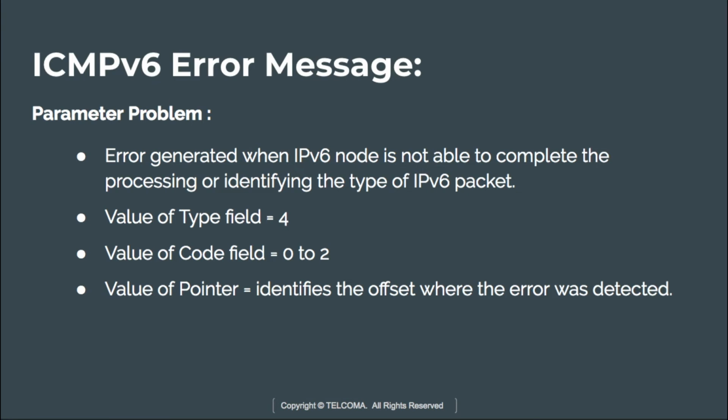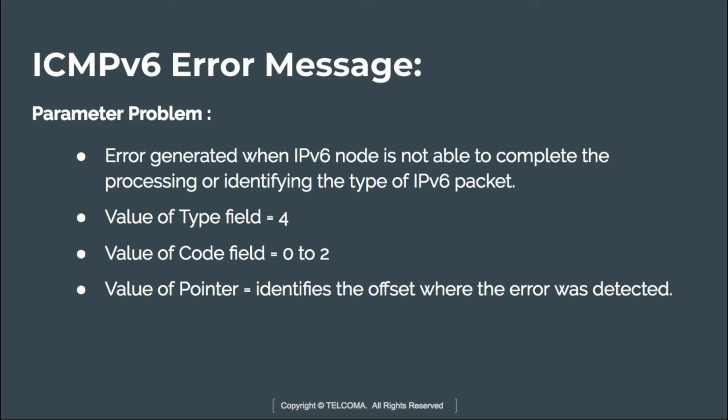This parameter problem error is generated whenever an IPv6 device is not able to complete the processing or identification of the type of the IPv6 packet. So this problem indicates that the IPv6 device is not able to process what the type of this IPv6 packet is, that is, what the protocol of this IPv6 packet is. The value of the type field is 4 and the value of the code field is 0 to 2.